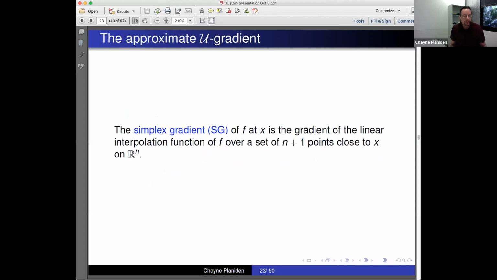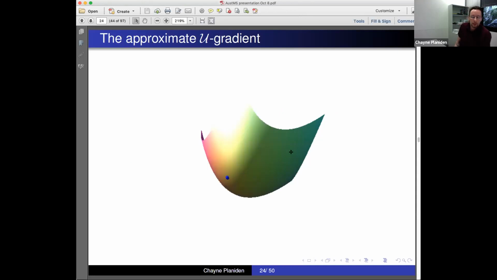So here are some details on that. For those of you who don't know or just need a refresher, the idea behind the simplex gradient is to linearize your function. You build a linear interpolation function close by the point of interest. So you need n+1 points in R^n to do that. And then you take the derivative, or find the gradient of the linear function, the affine function.